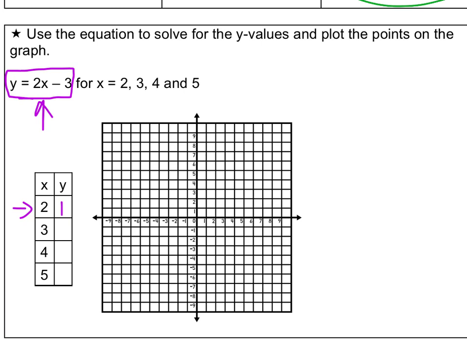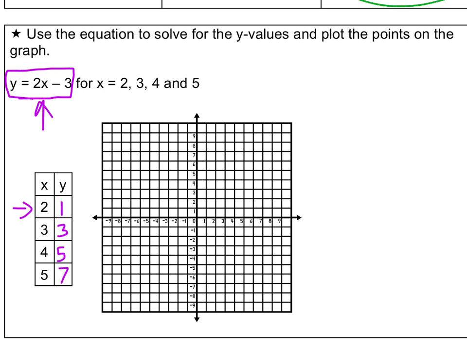So then I'm going to plug the 3 in, right? 3 times 2, because it's 2 times x, and x is 3, is 6. 6 minus 3 is 3. Now I'm going to do the same thing with 4. 4 times 2 is 8. 8 minus 3 is 5. And then our final one, 5 times 2 is 10. 10 minus 3 is 7.